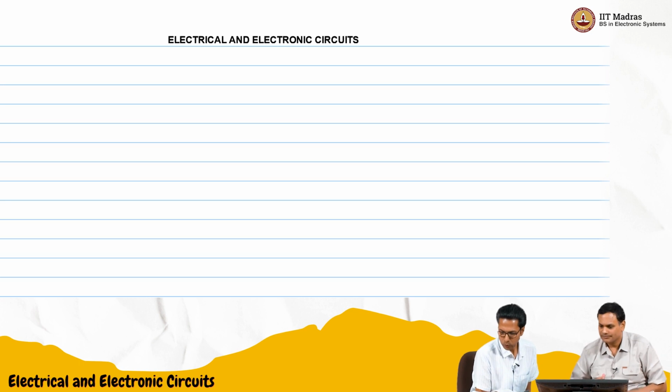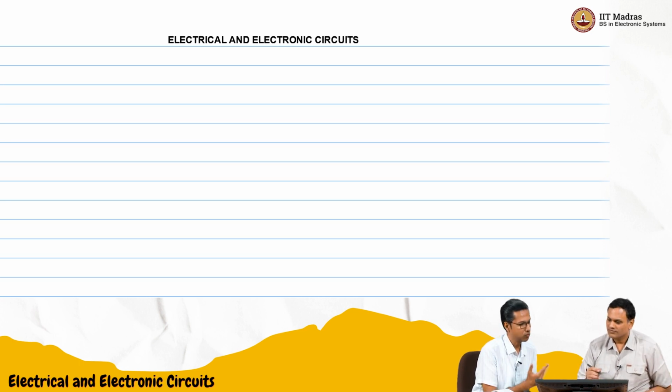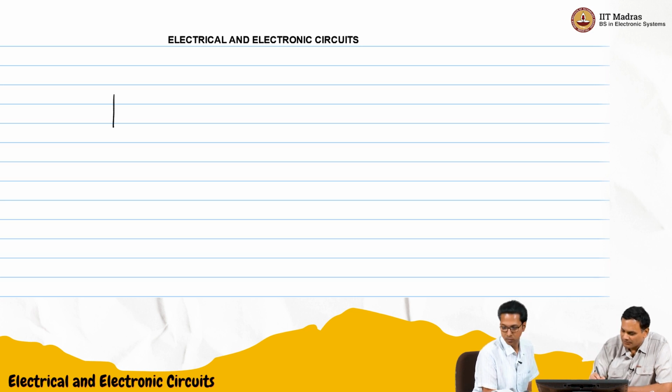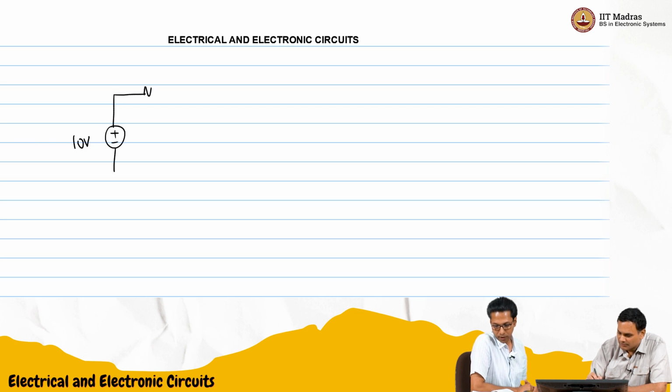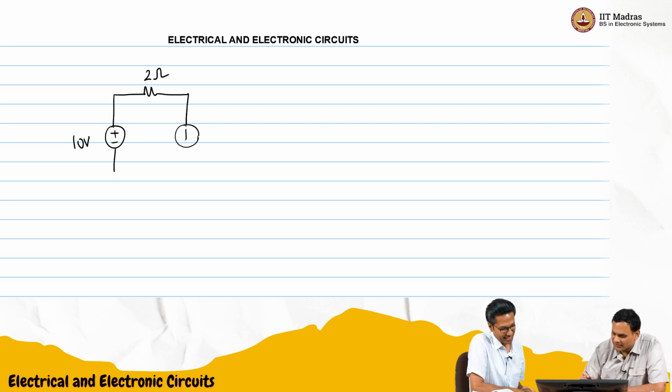Let's try. So I have a 10 volt DC source, with the top plus. Then from the top I have a 2 ohm resistor. Now a current source, an independent current source, pointing upwards. They are connected.